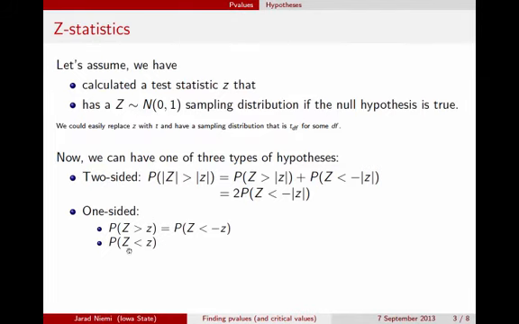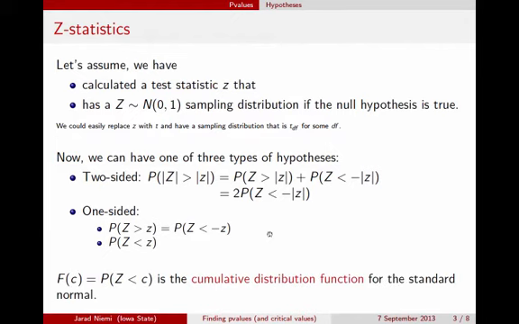In every case, we have the probability that capital Z, the standard normal, is less than some value. What's changed is what it's less than. Here it's the negative absolute value of the test statistic, here it's the negative test statistic, and here it's the test statistic itself. The reason that's convenient is because this function, as a function of little z, or now I've written it as c, is called the cumulative distribution function for the standard normal. We're going to be using software packages that can calculate that cumulative distribution function in a little bit.